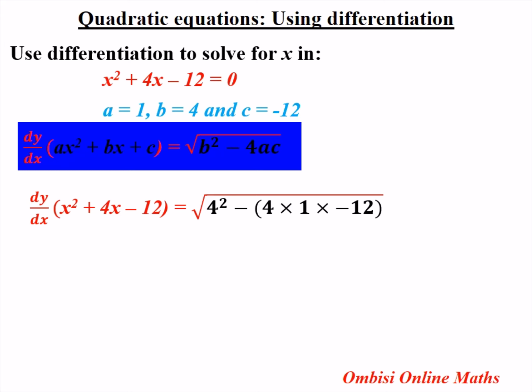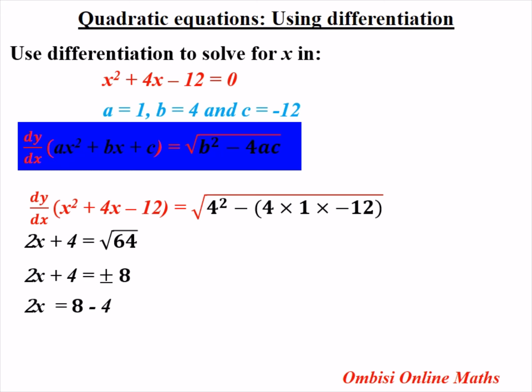So this translates to the derivative of x squared plus 4x minus 12 being 2x plus 4. And on the right hand side, you have the square root of 64. So 2x plus 4 equals the square root of 64, which is plus or minus 8. Now we are going to find the value of x when the square root is positive, and also when the square root is negative. We'll start with when the square root is positive.